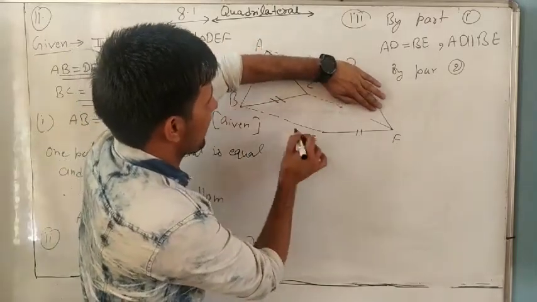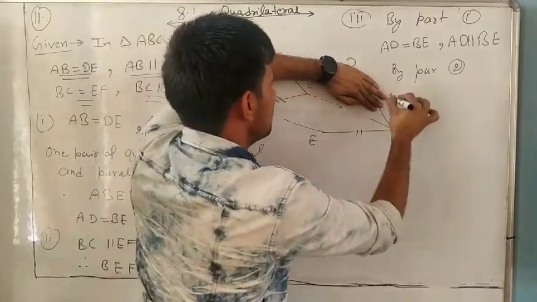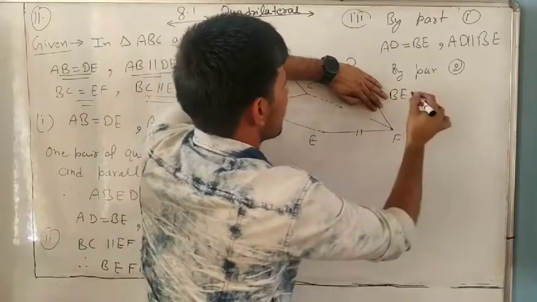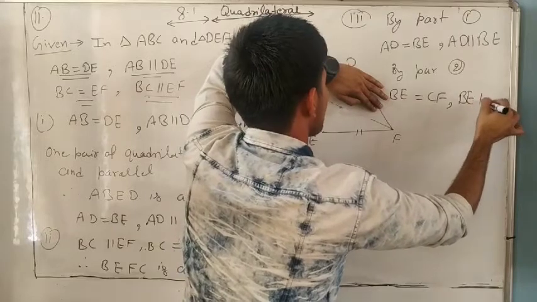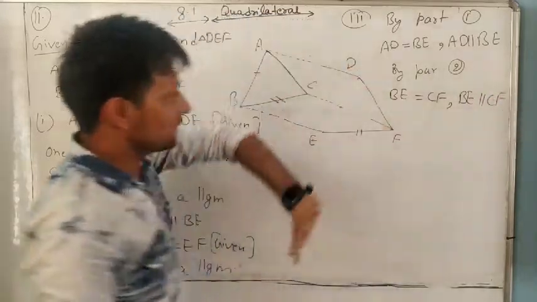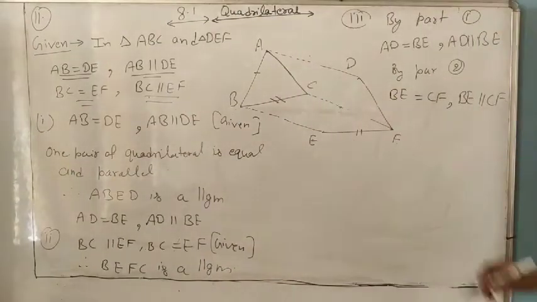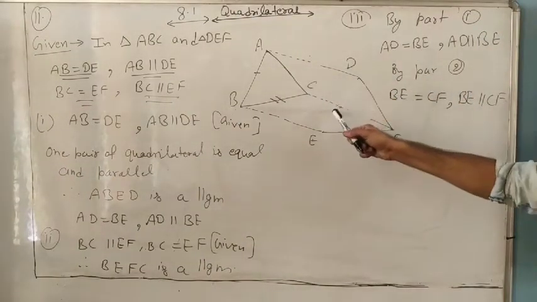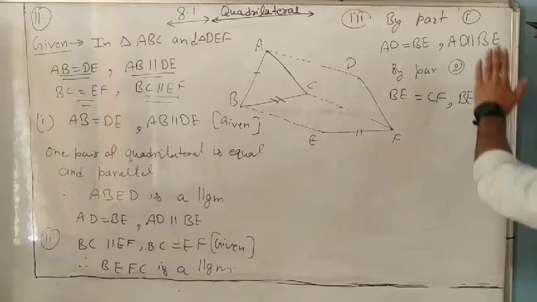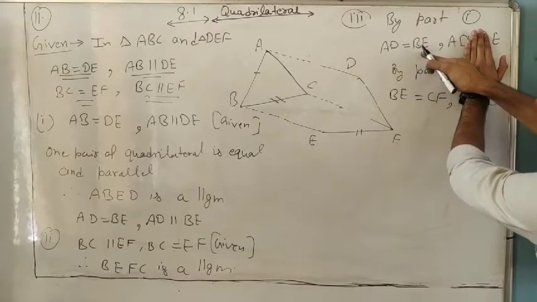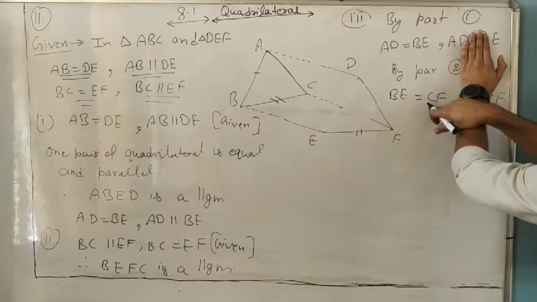BEFC is a parallelogram. Parallelogram means opposite sides are equal and parallel. So BE equals CF, and BE is parallel to CF also. Understand or not? So you can say that AD equals BE, and BE equals CF. Now look at these: AD equals BE and BE equals CF. It means AD and CF are also equal.